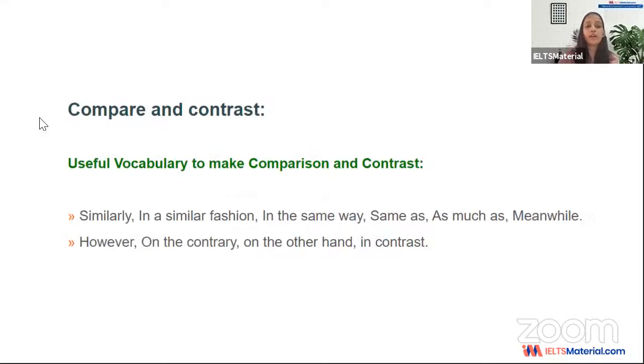And of course, we are also showing the comparison and the contrast of the different trends. Now for that, you do need some linking words. So we can show comparison with similarly, in the same way, and for contrast, on the contrary, however, on the other hand. And of course, there are more expressions that we should use.